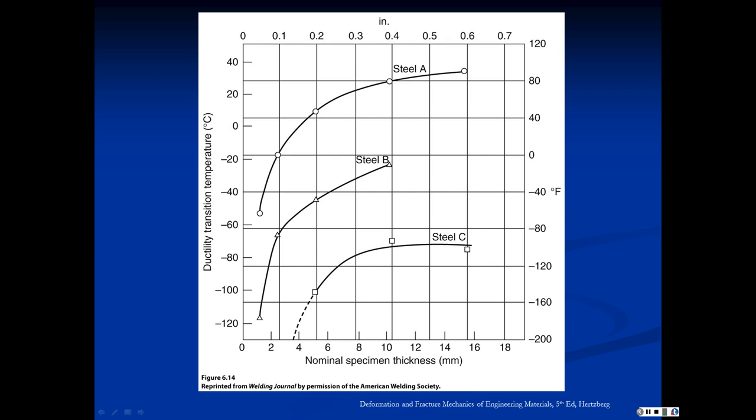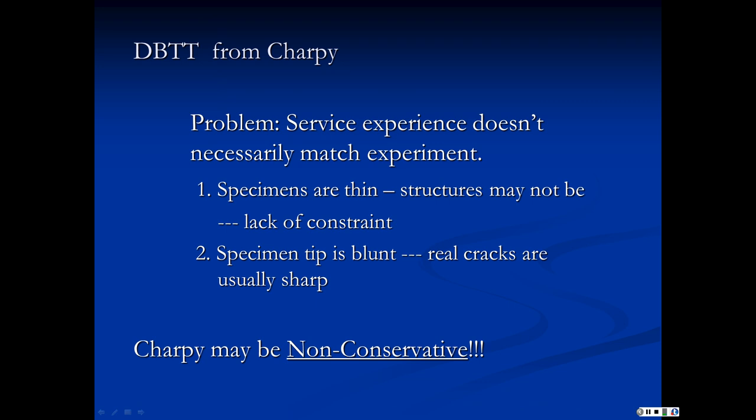Okay. So what happens? Charpy dBTT is a nice technique. It's simple, but it may be non-conservative. Why? Your specimens have a specified dimension. They're thin, and your structure may in fact not be thin. It may be thick. So the specimens don't have constraint, therefore they behave like they're really tough. The structure has constraint, and so it behaves like it's really brittle, and you're going to over-predict the performance.